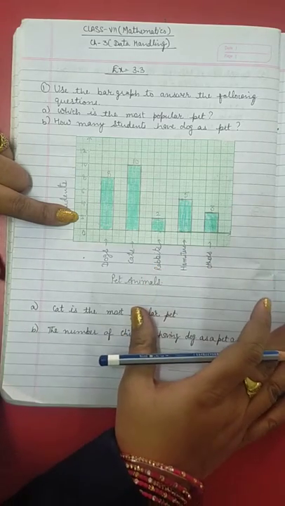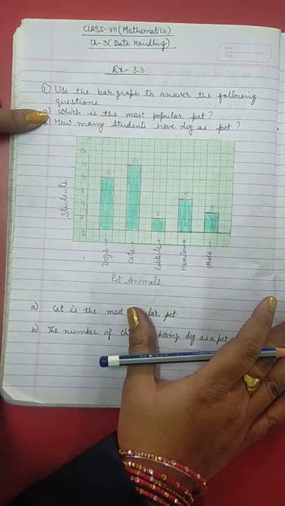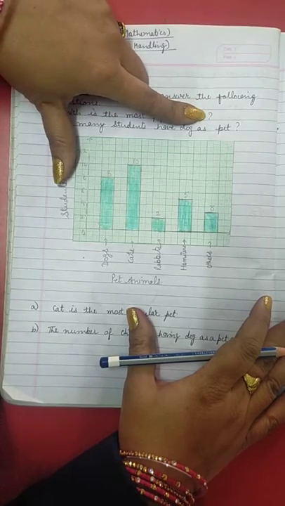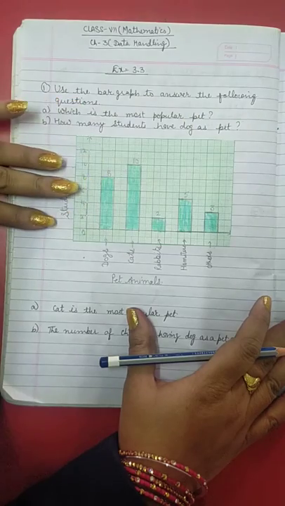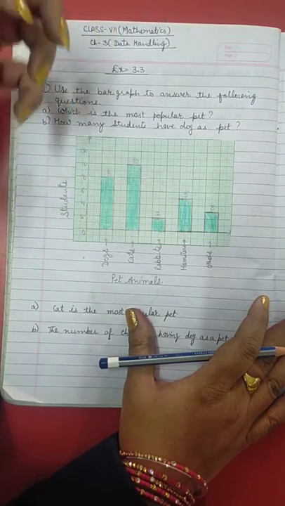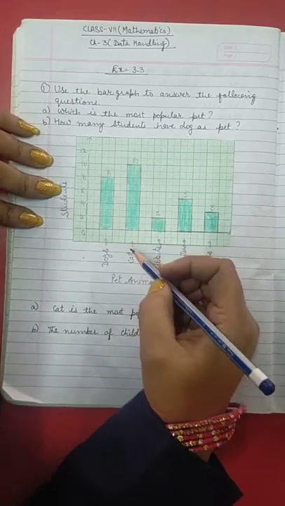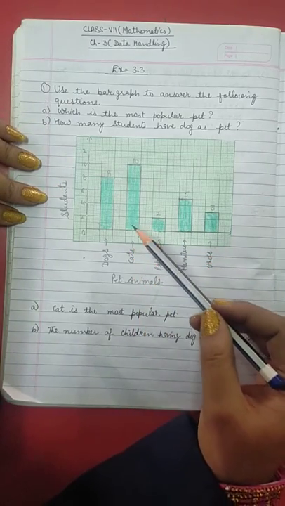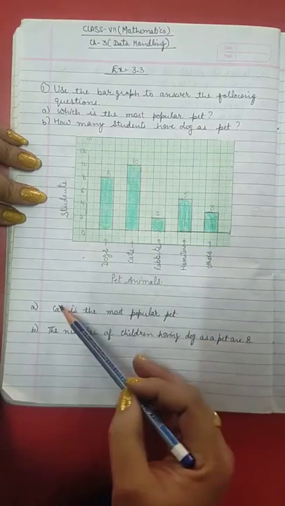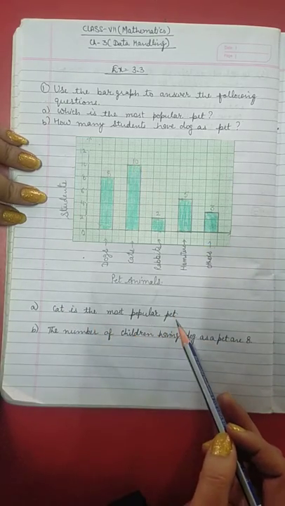So let's start the sum. See what is asked here. The very first part: which is the most popular pet? It means we see which pet is liked by the most students, the highest number of students. You can see this one, the cat, is liked by 10 students. So cat is the most popular pet here.